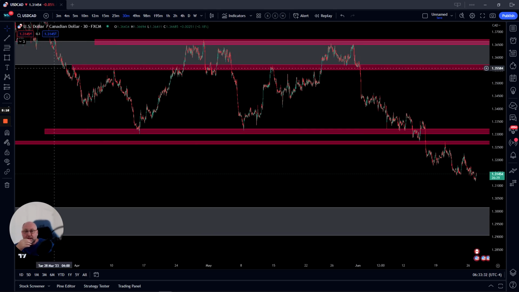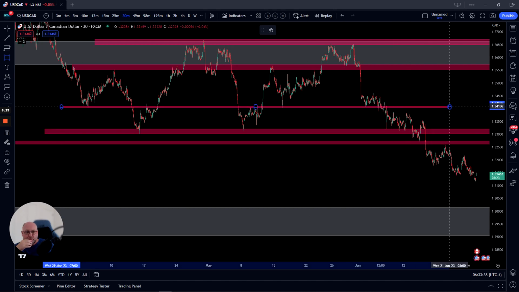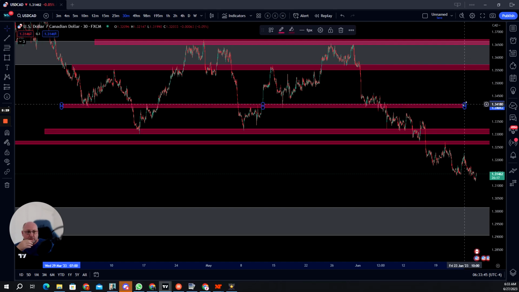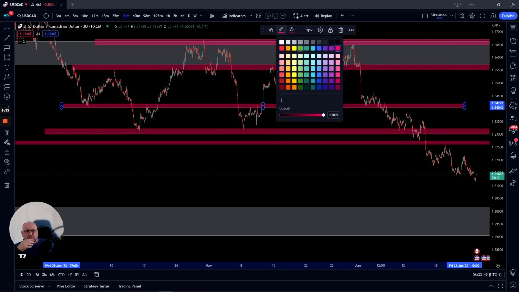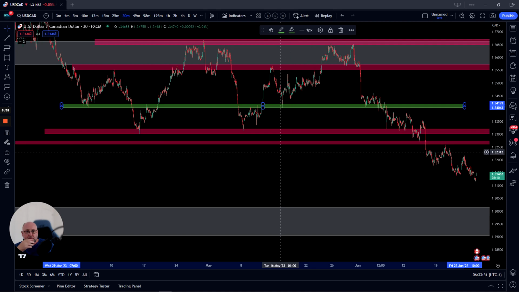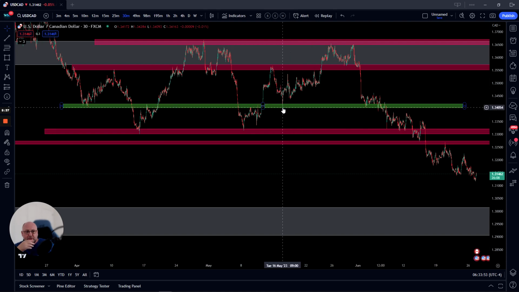So I actually quite like this zone here on the 30, this bottom there. So I always have green on this particular zone. Let's change that to green. So here we've got a test down at the bottom, we've got a test again here, we've got a test from below, we've got a test supports. That's a really strong 30-minute zone right there.